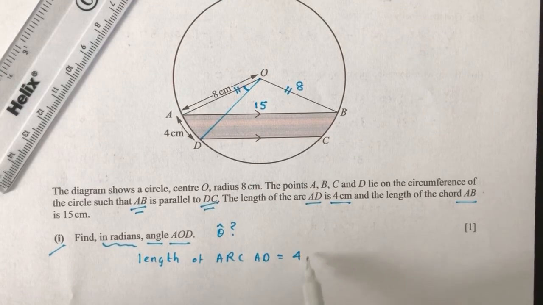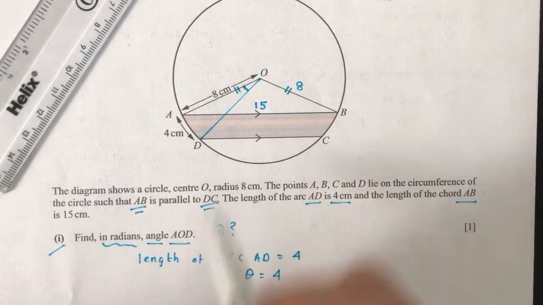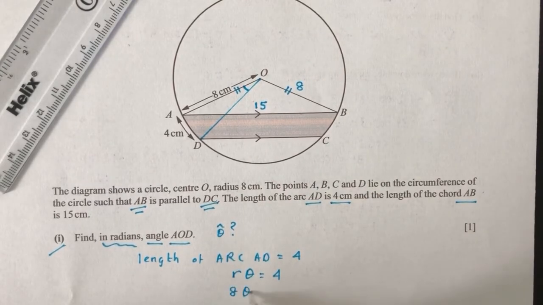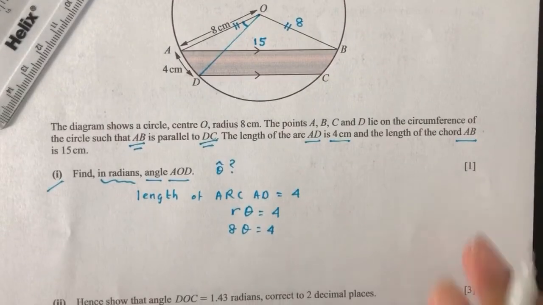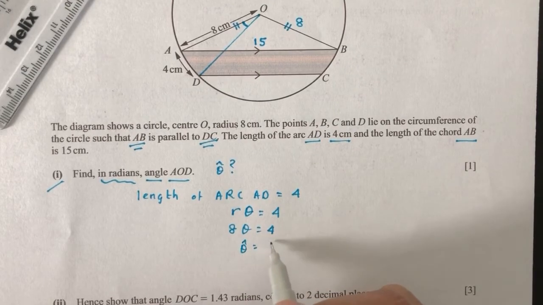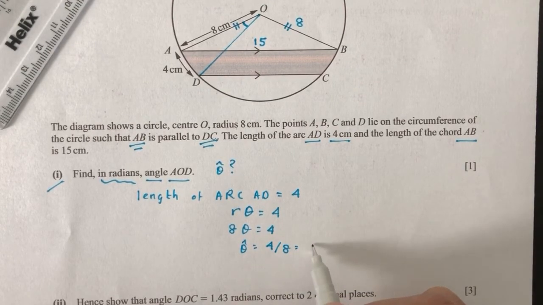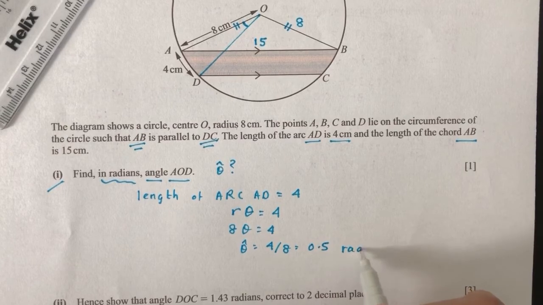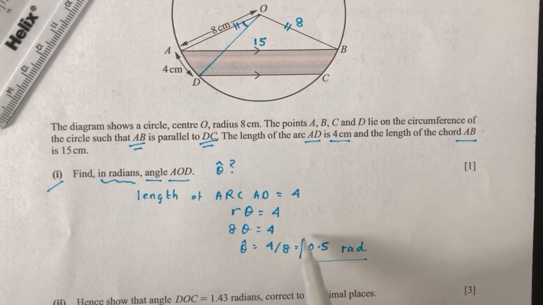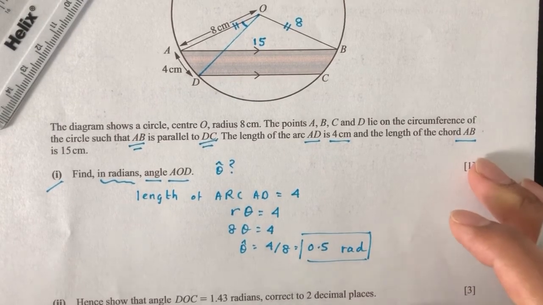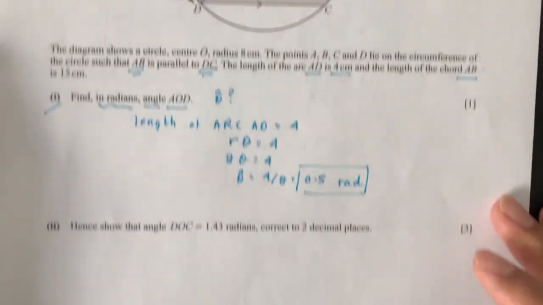And how do you find the length? Using the formula R times the angle, which is this. R, we know it is 8. Your answer will be angle theta equals 4 divided by 8, which is 0.5 radians. That is your answer for part 1. Now moving on to part 2.